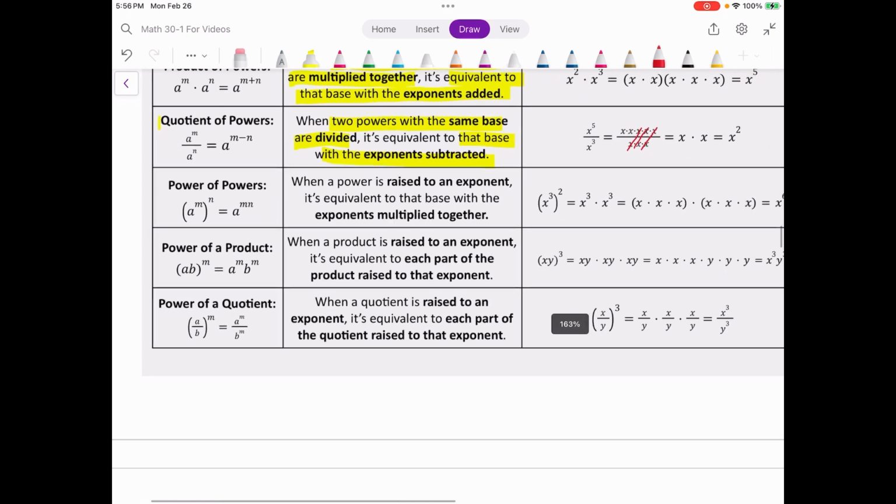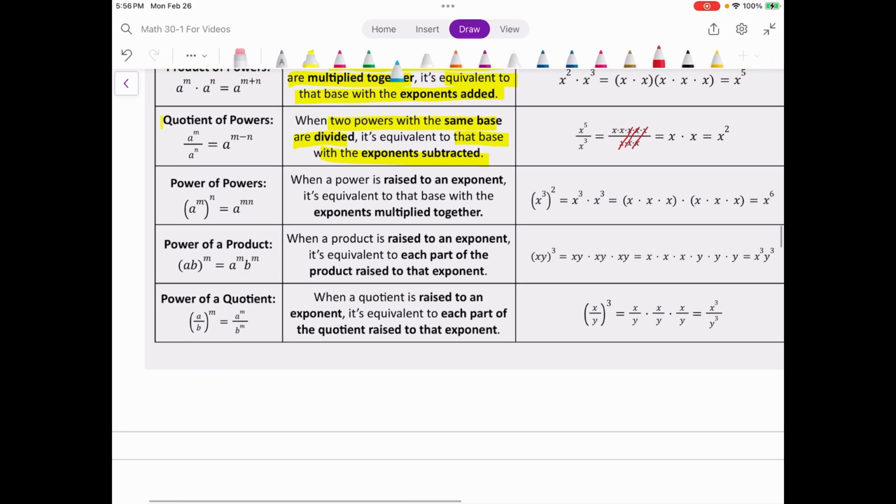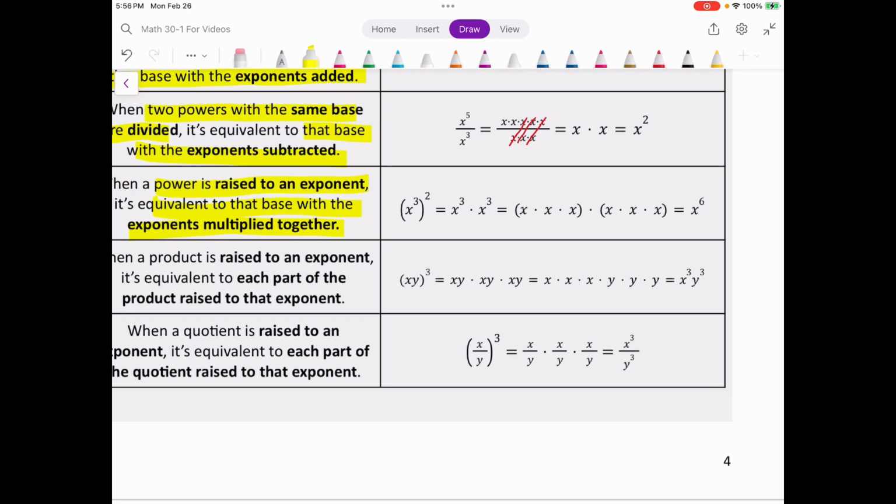The power of a power rule is just saying that if you have a to the power of m, but then that whole thing is being raised to the power of n, we can multiply those two exponents together to get a to the power of mn. When a power is raised to an exponent, it's equivalent to that same base with the exponents multiplied together. Again, not some magic trick. It makes sense when we think about what it's saying, right?